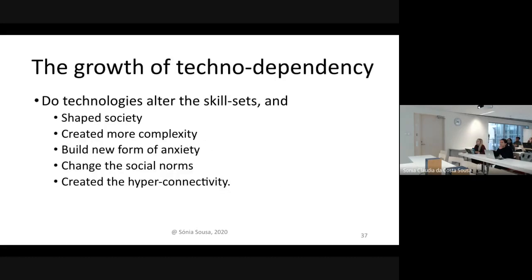One thing that concerns me is this techno dependency. This is creating complexity because we are depending on hyper connectivity, and it creates more anxious forms of working. The social norms that we expected in the past are changing. One example is how you interact with people through email. The formal messages that we used to have in the past have stopped. The way we communicate is different now because of this technology. It seems like we are all friends.